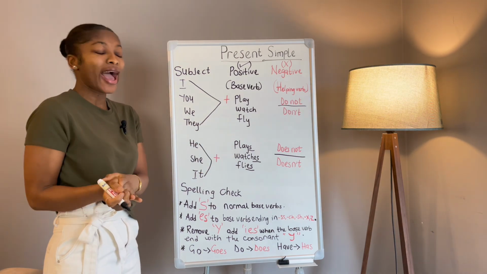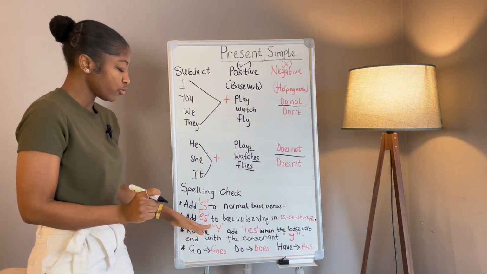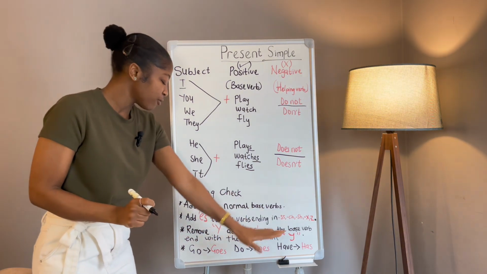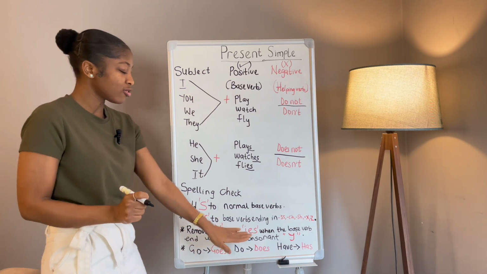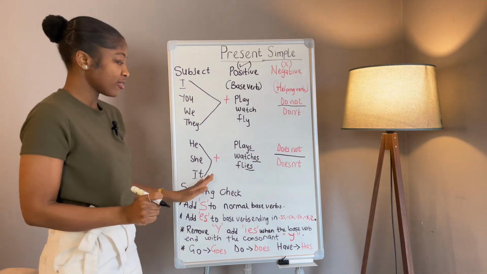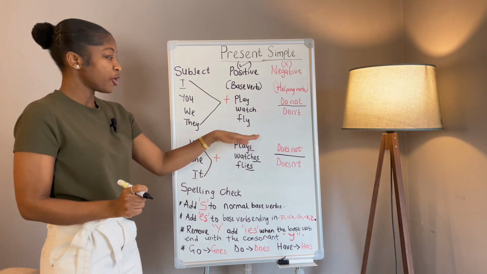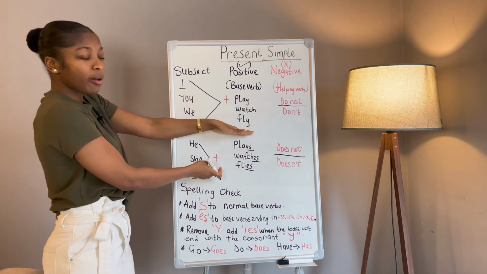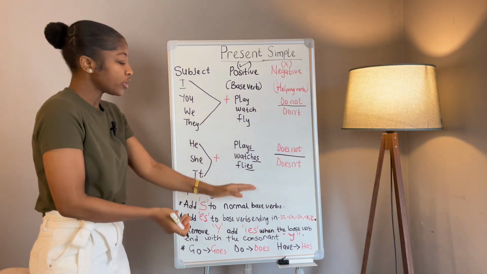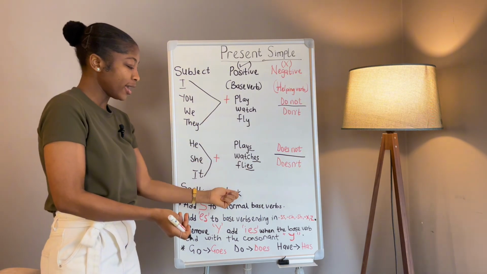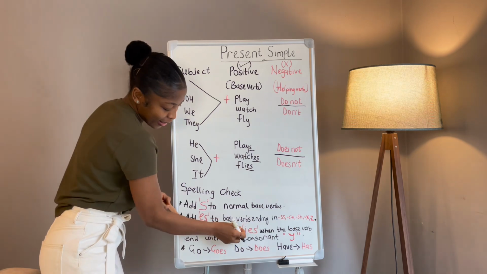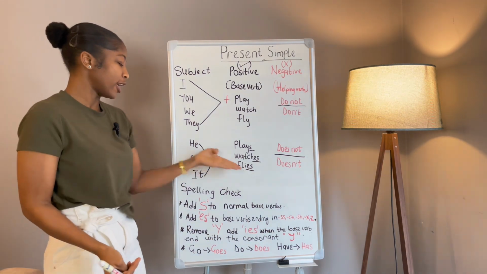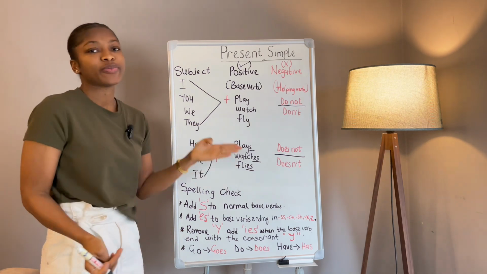Then the other rule we have here is to remove y and add ies when the base verb ends with a consonant plus y. So in this case, let's say the verb fly, right? When we're using it with the subject he, she, or it, we need to remove the y and add ies to the verb. So it becomes it flies, she flies, he flies.